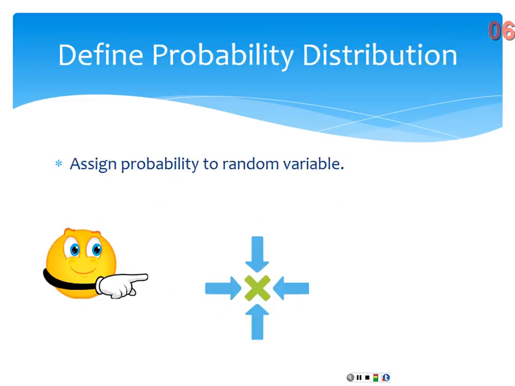Now we're going to define a probability distribution. Basically what a probability distribution does is it assigns a probability to a random variable. The random variable can be discrete or it may be continuous. In Chapter 5, for the most part, we are going to talk only about discrete probability distributions. So all of our random variables in Chapter 5 will be discrete random variables. In Chapter 6, we will move to continuous random variables.